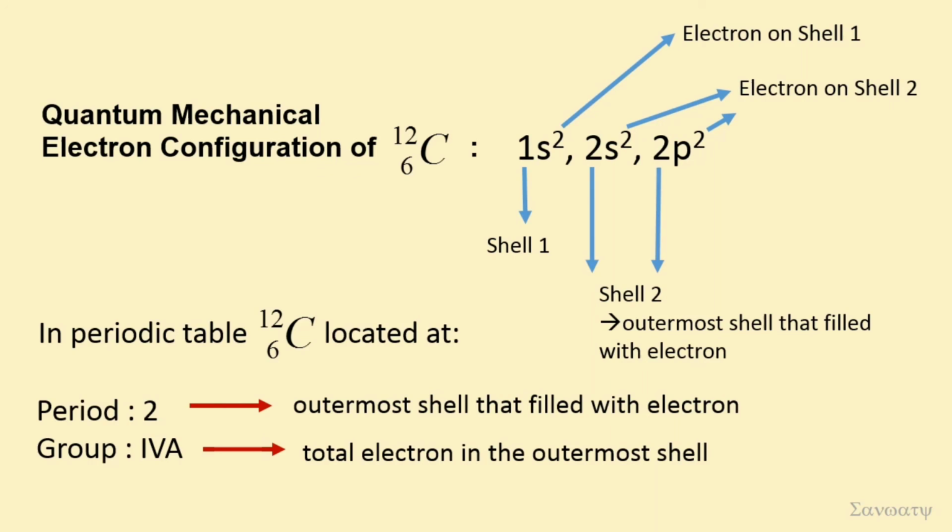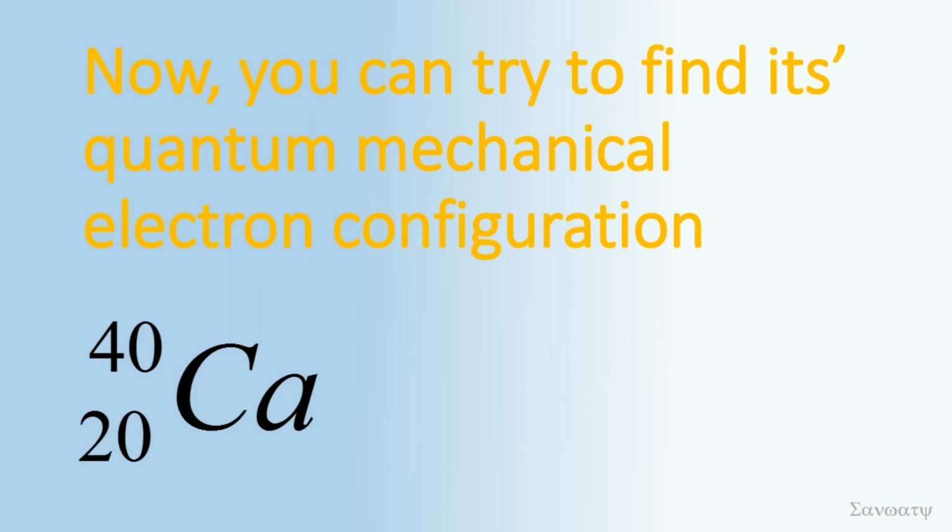Now you can try to find the quantum mechanical electron configuration of calcium, and see why calcium has the electron configuration 2, 8, 8, and 2. You can also try to get the electron configurations of several other elements from the periodic table.